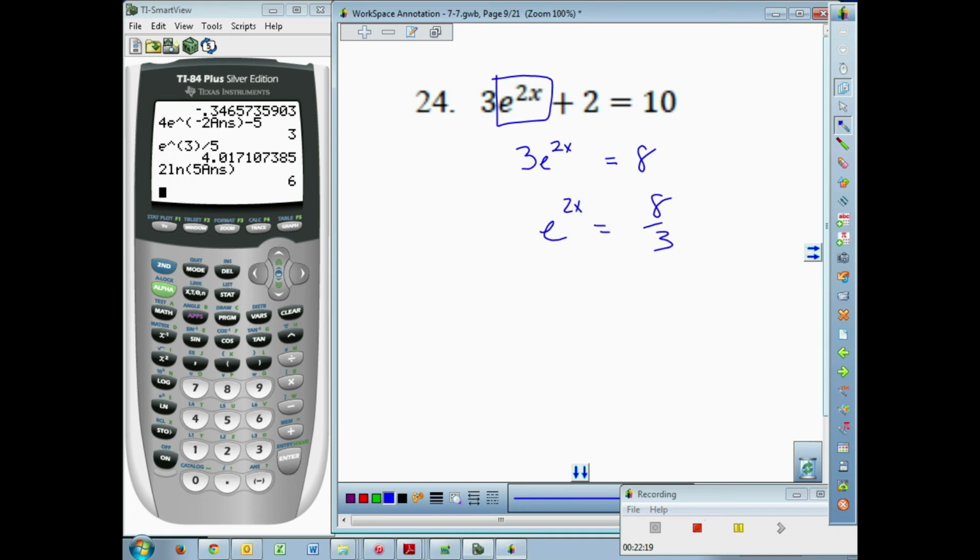Right? e to the 2x equals 8/3. Yeah, it's a fraction. Who cares? e to the whatever is by itself. How do you bring that stuff down? Now that x is in the exponent, how do we bring it down?